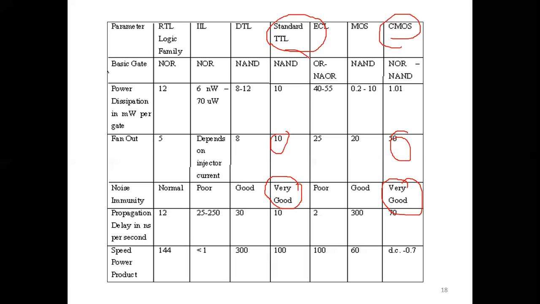They are using universal gates. We already said that using universal gates we can implement any basic gates. Propagation delay is also low compared to the others, with 10 and 70, and the speed power product will be 100 and this one 0.7. These are the comparisons, and which one is best? Here standard TTL and CMOS. Depending on the power requirement, CMOS is best.